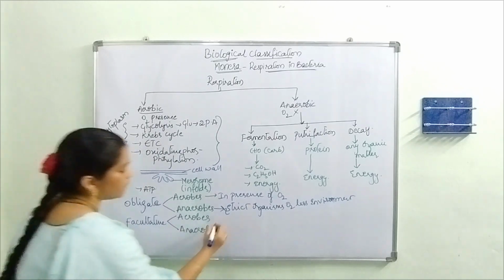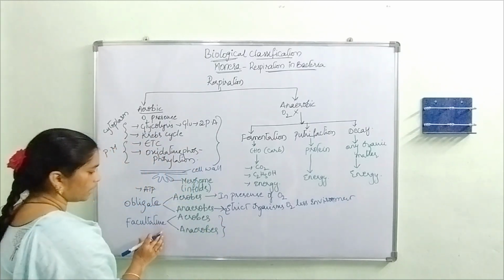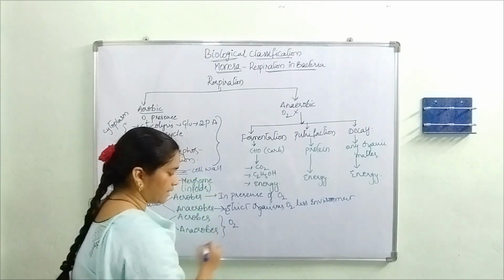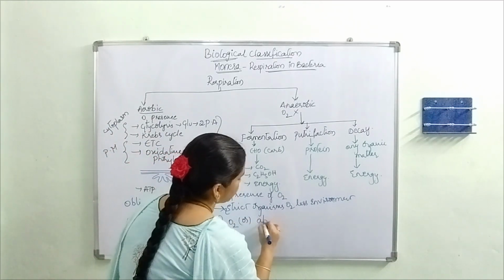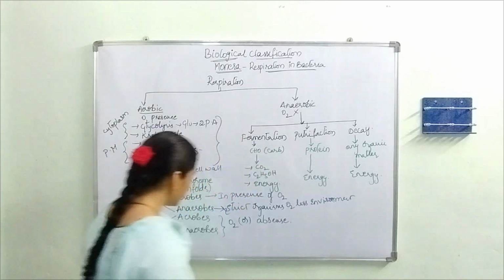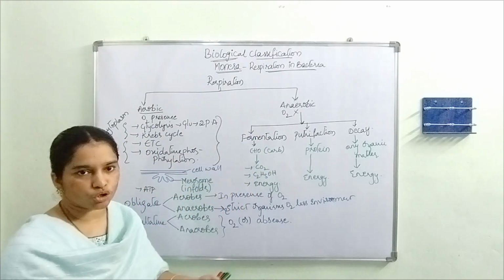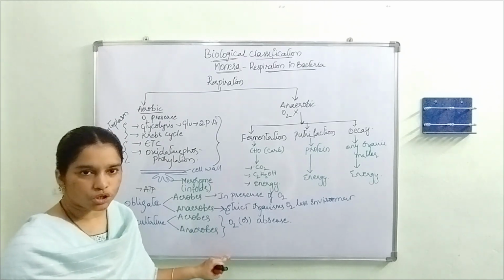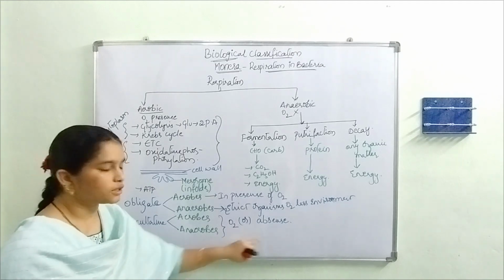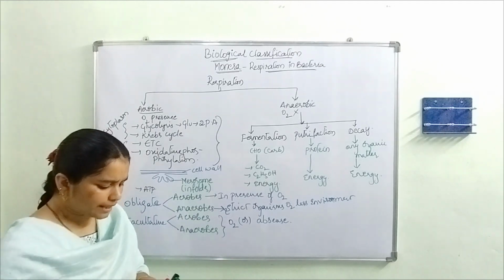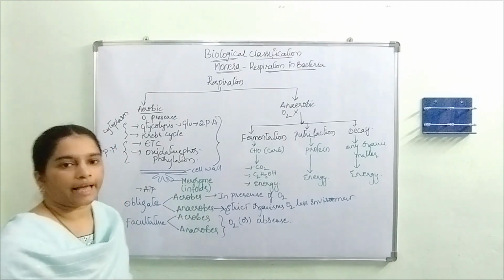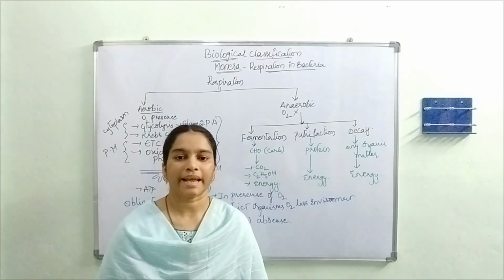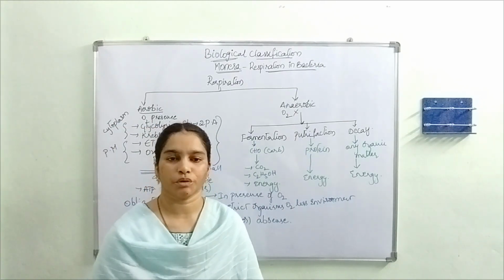Next, facultative aerobes and anaerobes. Both of these can survive in the presence or absence of O2. That means they can live in the presence or absence of oxygen. So these are the aerobic and anaerobic respirations which are performed by bacteria. In the next class, we will discuss the modes of nutrition in bacteria.